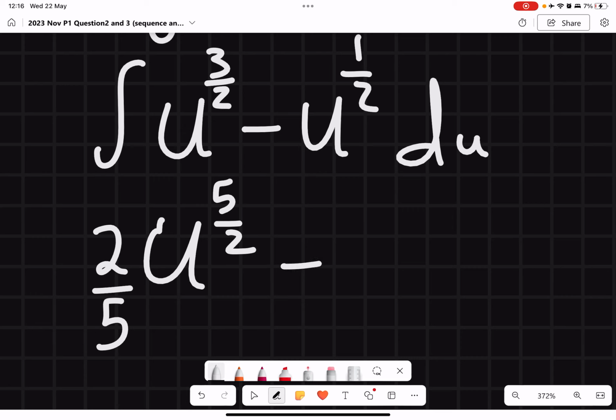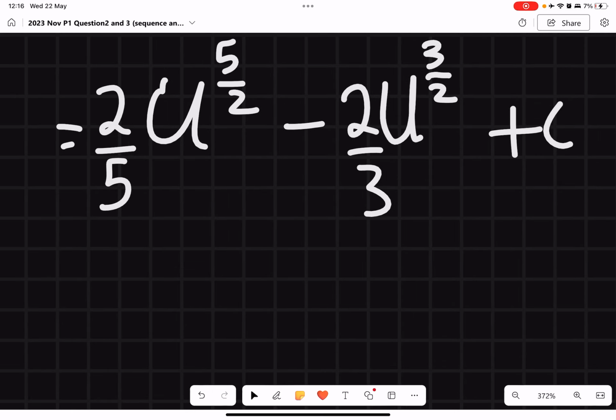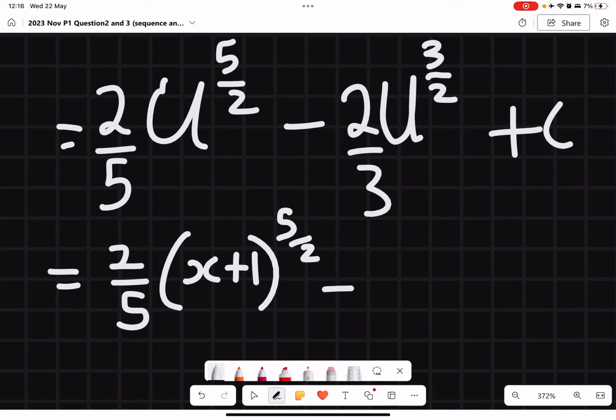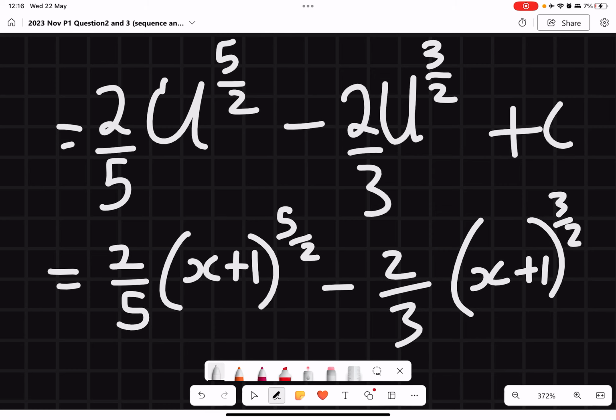And then you do the same here. You say half plus 1, which is 3 over 2, and then you multiply by the inverse, which is 2 over 3. Then don't forget plus c, because this is an indefinite integral. So we have 2 over 5, and remember we made u to be x plus 1, so we put it back: x plus 1 to the power 5 over 2, minus 2 over 3 times x plus 1 to the power of 3 over 2, and then plus c.